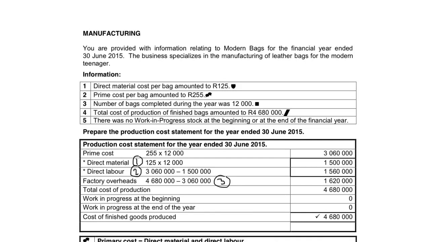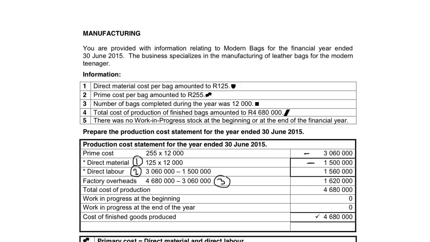So to determine the primary costs, we multiply the primary cost of 255 with the number of units produced, 12,000. The direct material was given as 125 times 12. And then the direct labor we will get by subtracting the direct material from the total primary cost, and that will give us our direct labor, because the labor is not given.